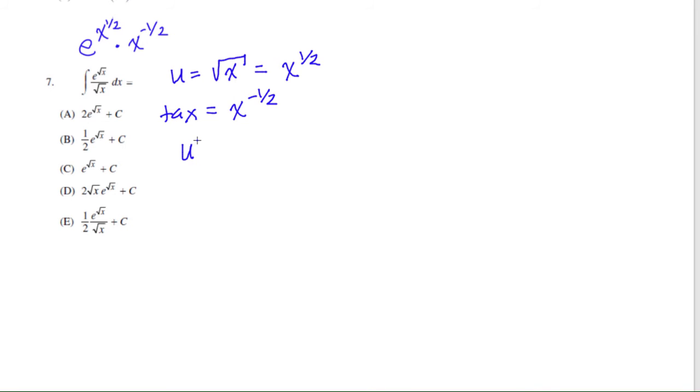Alright, now I need u prime. So if I take the derivative of u, I bring the 1/2 down in front, times the x, but now I'm going to subtract a power to the negative 1/2. And you'll notice that x to the negative 1/2, x to the negative 1/2 cancel out. Chunk, chunk. And I'm left with 1 divided by 1/2. So this is equal to now 1 divided by 1/2, and just keep it, change it, flip it, which means I'm really going to be multiplying by 2.